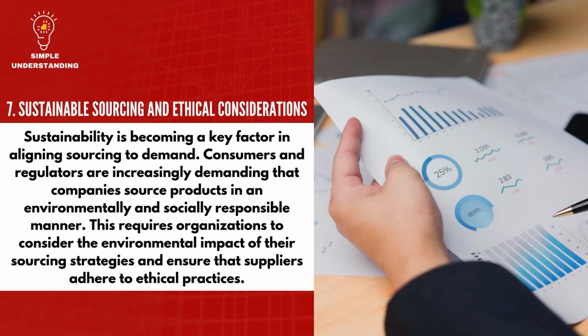7. Sustainable sourcing and ethical considerations. Explanation. Sustainability is becoming a key factor in aligning sourcing to demand. Consumers and regulators are increasingly demanding that companies source products in an environmentally and socially responsible manner. This requires organizations to consider the environmental impact of their sourcing strategies and ensure that suppliers adhere to ethical practices.